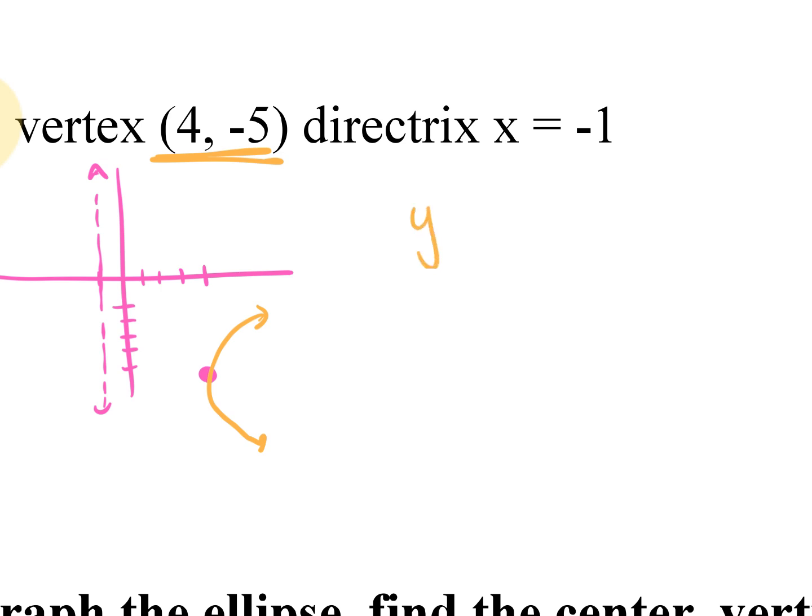It's going to be y minus k squared is equal to 4p times x minus h, where our vertex is our h and k. And p is the distance from the vertex to the focus or from the vertex to the directrix. Remember, they're equidistant. So I go 1, 2, 3, 4, 5. Actually, just 4. 1, 2, 3, 4, 5. Yeah, we go 5. So p would be 5.